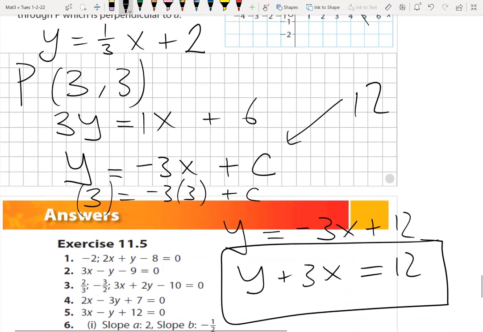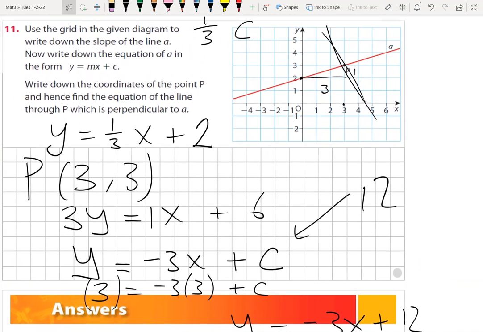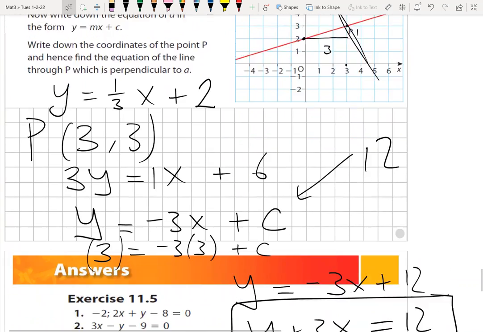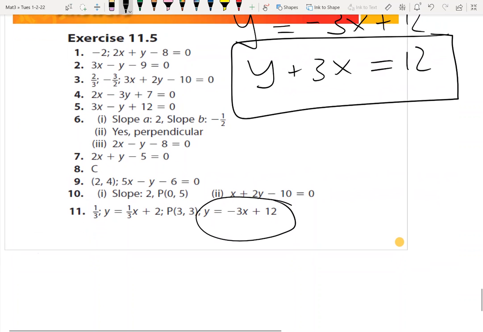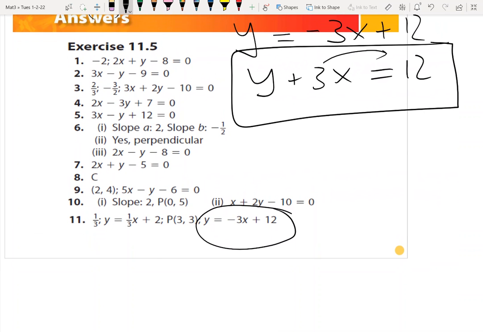And just because I have the answers here, I'm going to look down at number 11. That's correct. Okay, 3x on this side is the same as minus 3x on that side. Okay, so nice handy homework.